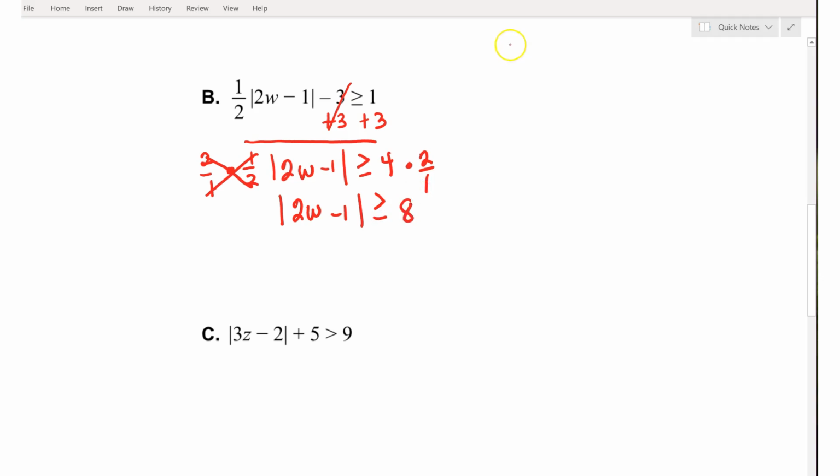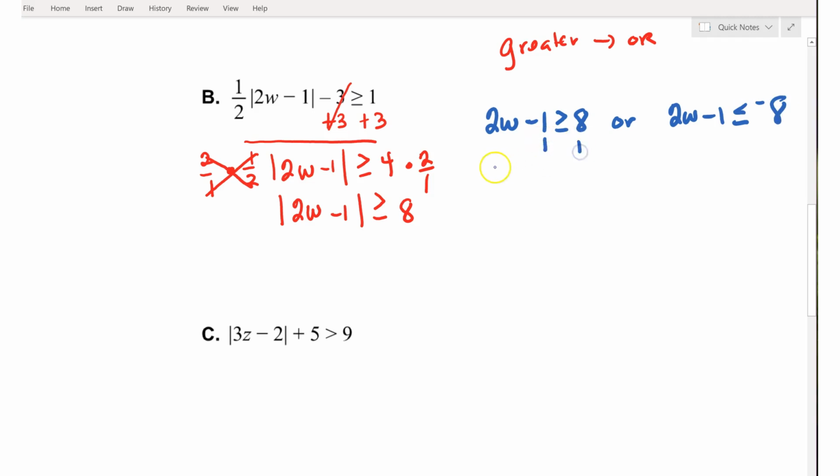And you notice you hear the word greater. That's going to be or. It's going to be an or situation. So what we have is two possibilities. 2w minus 1 greater than or equal to 8. Or the other possibility is 2w minus 1 less than or equal to, the signs switch, and the 8 has to be negative. So you add 1 to both sides.